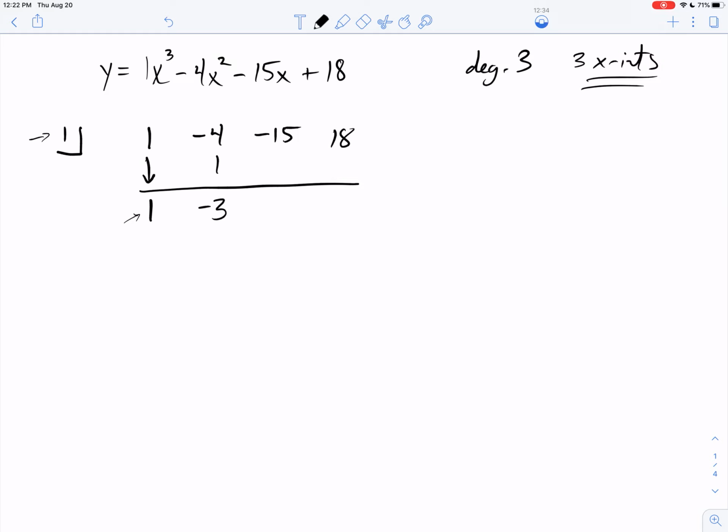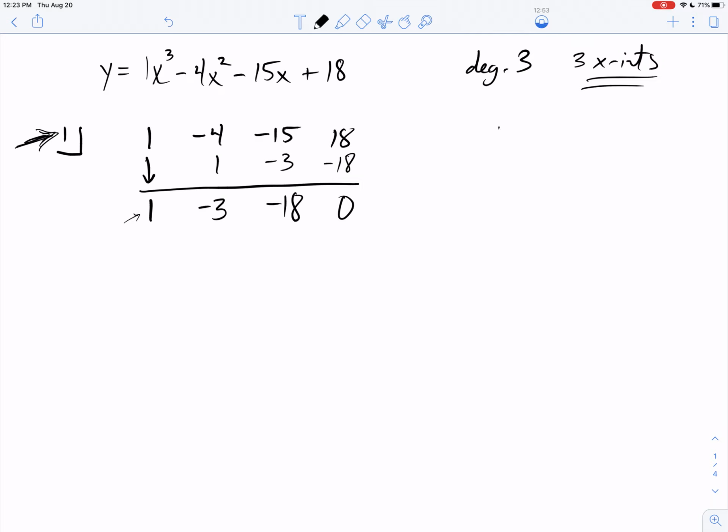So what do I do now? I do 1 times negative 3. 1 times negative 3 is negative 3. Add down, I get negative 18. 1 times negative 18 is negative 18. Add down, it's 0. Ding, ding, ding. I'm a winner. All right.